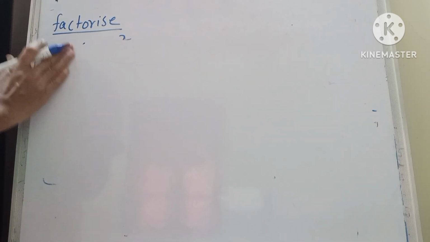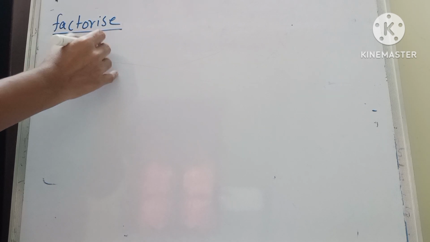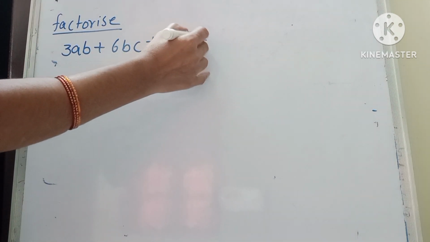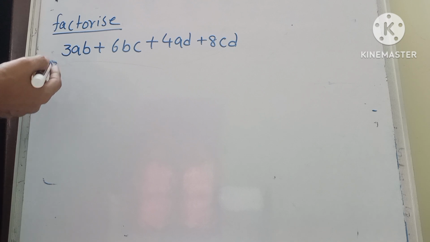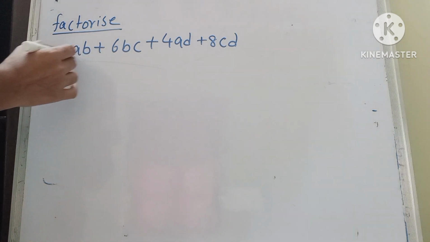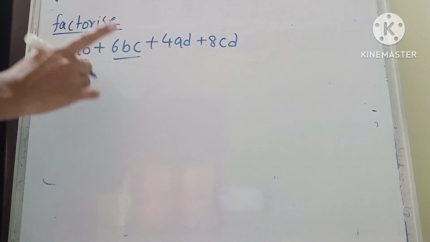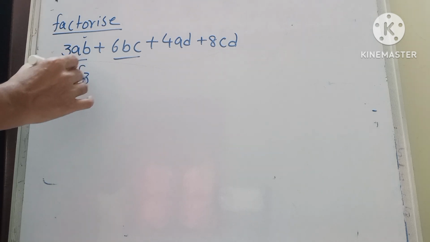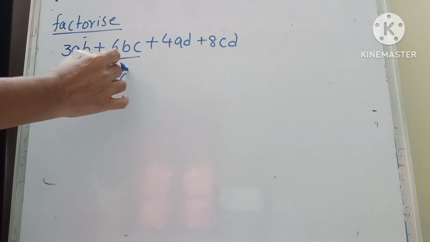Factorize 3ab plus 6bc plus 4ad plus 8cd. How do we factorize a, b, b, c, a, d, c, d? No term has all common factors. Here 3ab, what is the common factor in the first and second term? b is common, right? So bring out the b and write the remaining factors. 3a left, and then here 6 times c, plus here d is common factor.